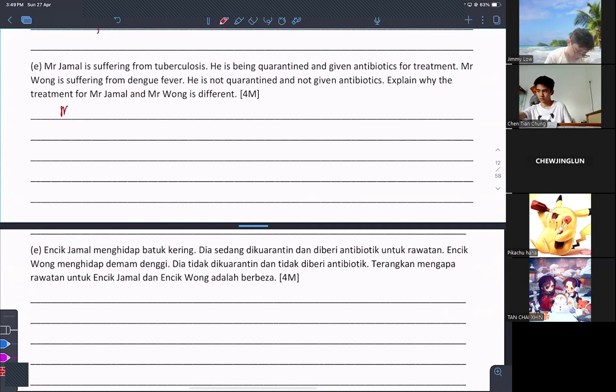Mr. Jamal, Mr. Wong, you explain both of them. Then for Mr. Jamal, you can say, like tuberculosis, it is caused by bacteria.